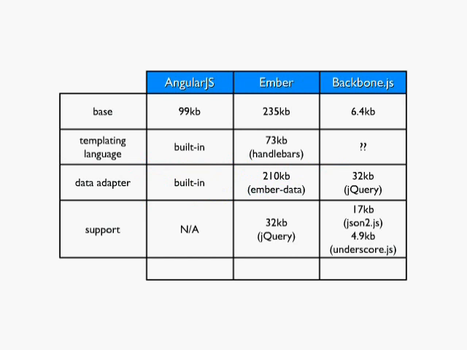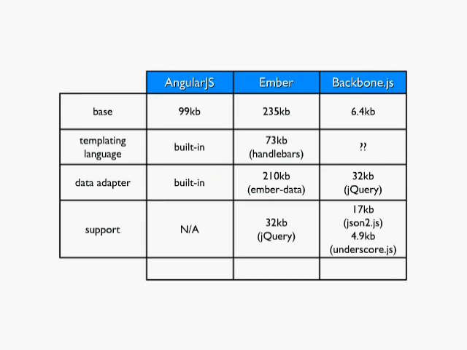Just looking at that baseline, 99K versus 235K versus 6.4K, tells you a lot about what each of these frameworks is trying to solve, what problems they deem are worthy of solving, and what they're trying to do. Backbone's trying to do very, very little for you, and Ember's trying to do a whole lot for you. So moving on, if we look at templating languages, Angular has a templating language built in, so there's no additional cost there. Ember doesn't require you to use Handlebars. However, if you don't use Handlebars, you're not going to get the great data binding that Ember really prides itself on. So to me, Handlebars is a requirement for Ember, and that's 73K. And then finally, Backbone doesn't require you to use any sort of templating language, so you can use whatever you want, so I'm not going to penalize it there.